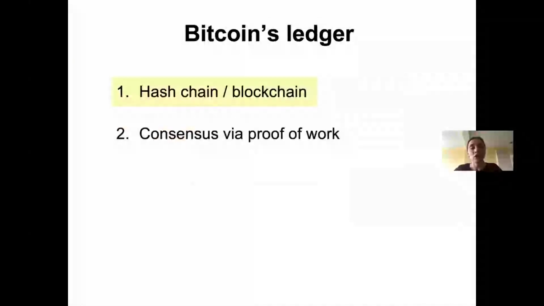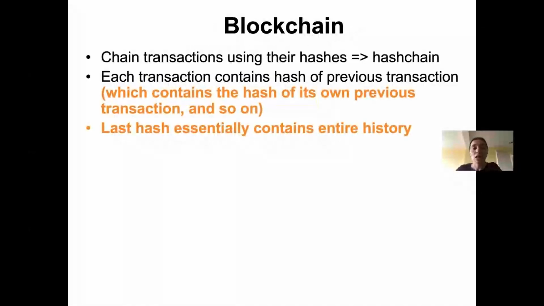And now for the ledger, there were 2 pieces that formed the ledger. One was the hash chain that we talked about last time. And the second is the consensus that we're going to talk about today. So I'm just going to very briefly remind you about the hash chain, because we are going to build on top of it in the consensus. So the hash chain, or some people also call this the blockchain. Again, it's not super sharply defined what a blockchain is, but you get the idea. It's basically a chain of transactions using their hashes, or a chain of blocks using their hashes.